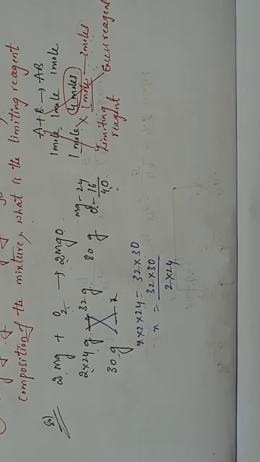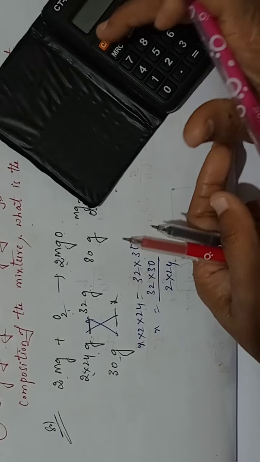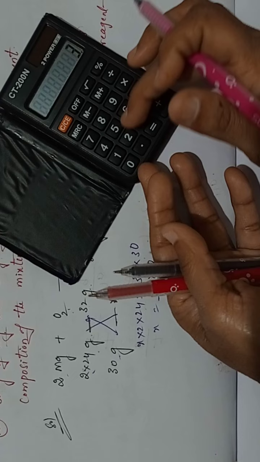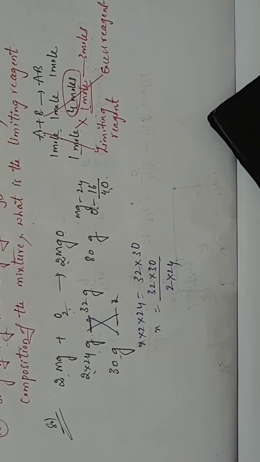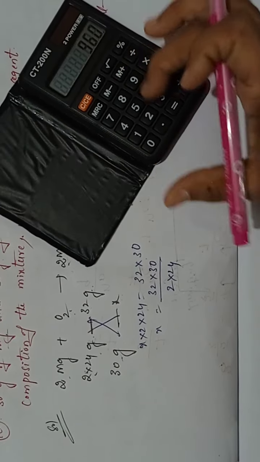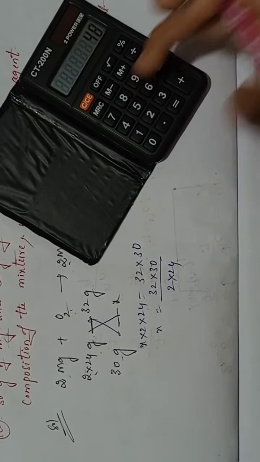So now how to find this value, students? 32 into 30 divided by 2 into 24, which is 48. So divided by 48, how much, students? The answer is 20 grams.